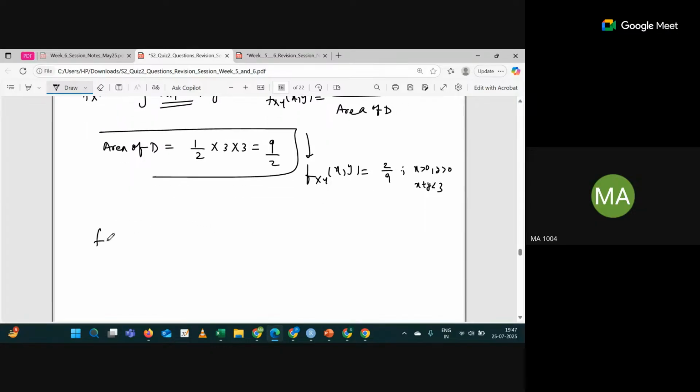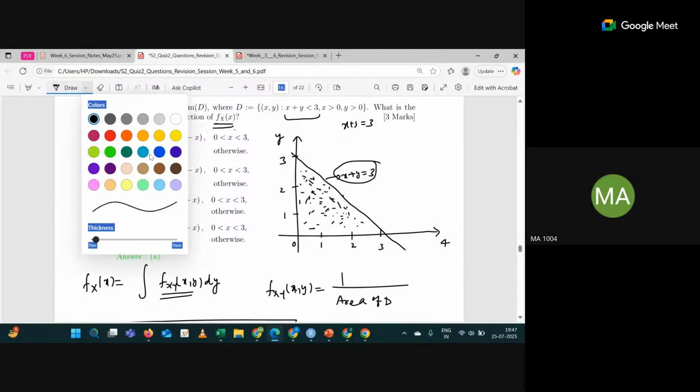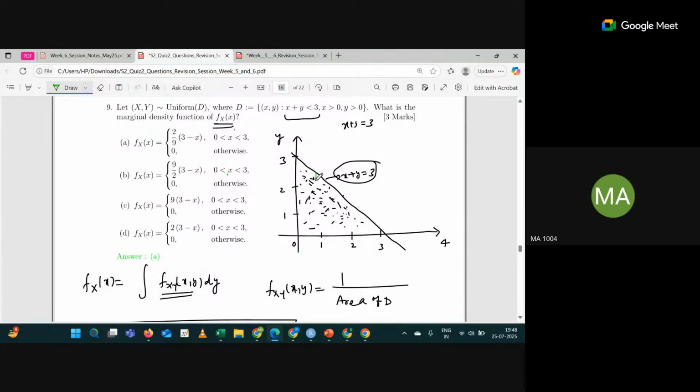Now, I have to calculate the marginal density of fx. I have to integrate this joint density with respect to y. Tell me from where to where I have to integrate. 0 to 3 minus x. Correct. If you have to calculate the limit of y, you have to draw a parallel line with respect to the y-axis. This green line is going from the x-axis, where y equal to 0, to y equal to 3 minus x. Yes or no?